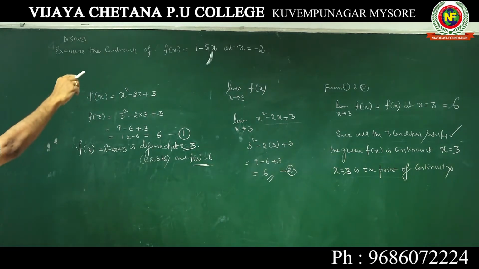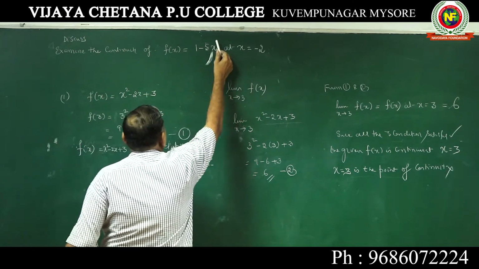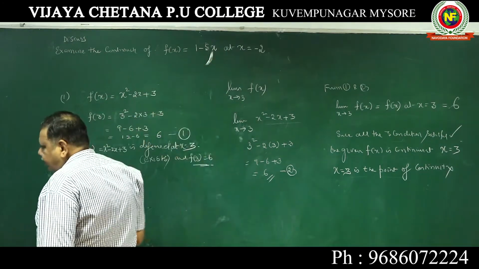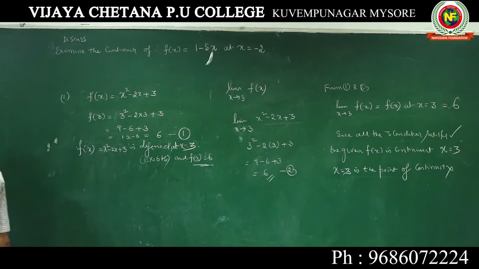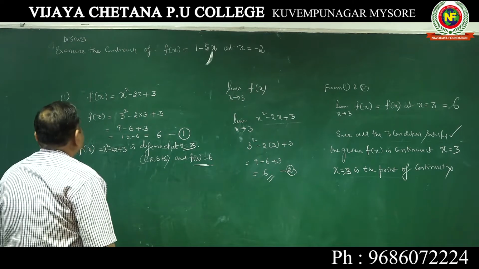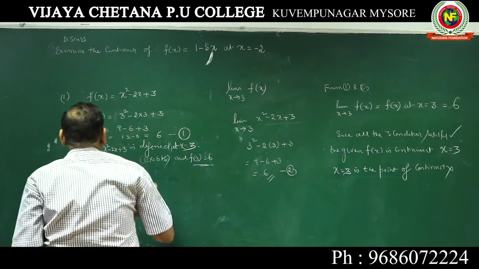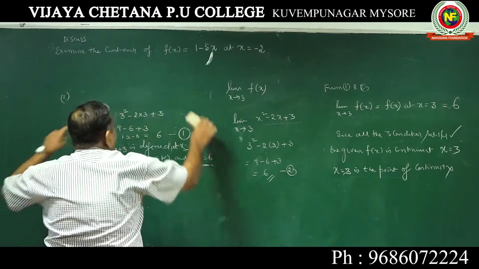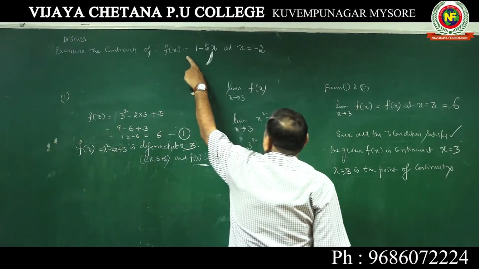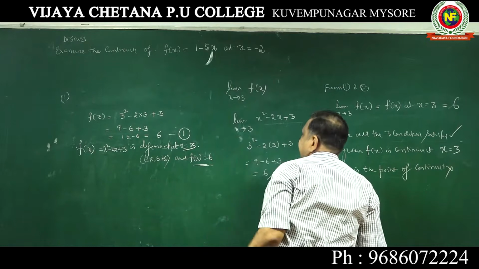See, here also it is a polynomial because the degree is 1. All polynomial functions are continuous functions. All rational functions are also continuous functions. These are the things you should know. Now, examine the continuity of the function f of x at x equal to minus 2. It is defined at x equal to minus 2. The function is given, and you have to calculate f of minus 2.